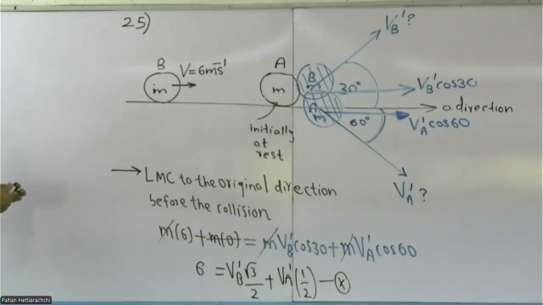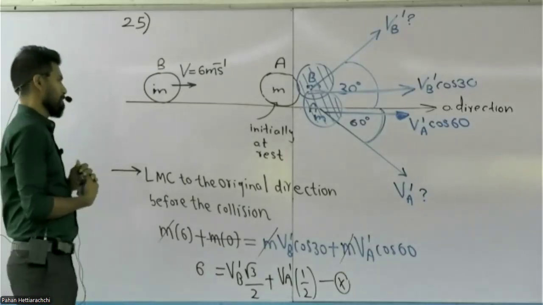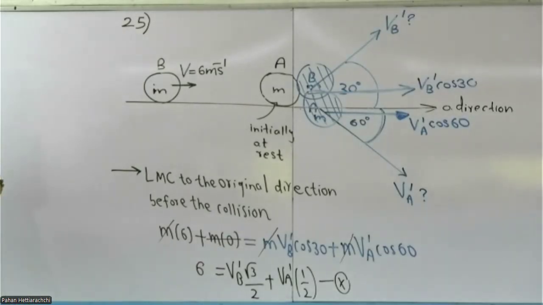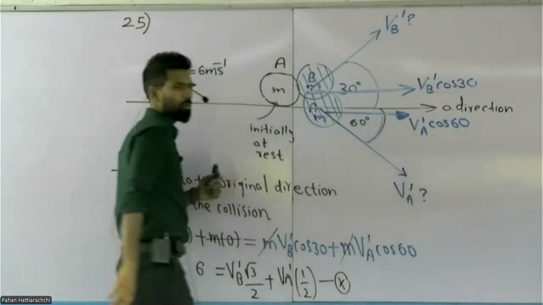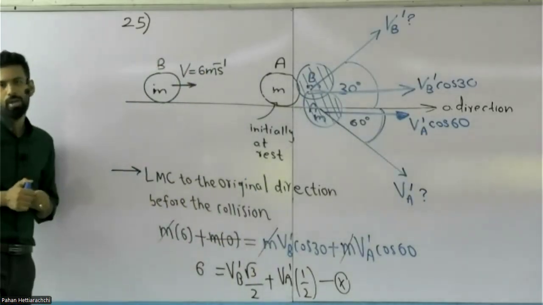Now I have received the first equation. To find two unknowns, I need two equations. Now I have one.